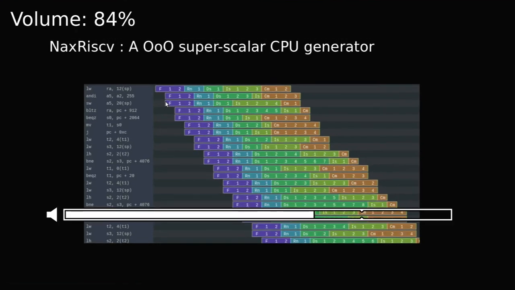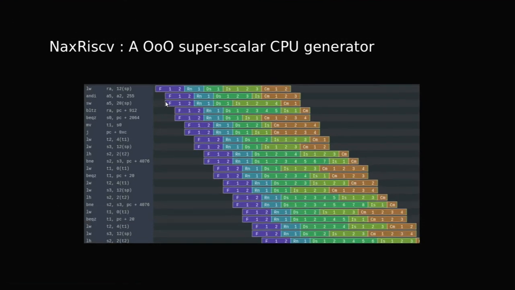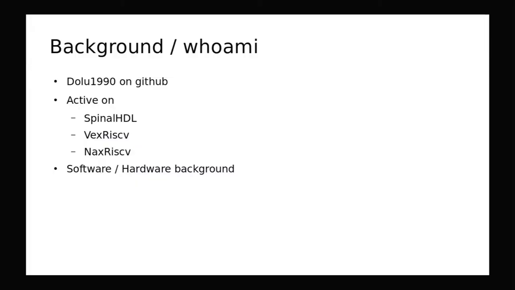I will present you NaxRiscv, which is a recently developed out-of-order superscalar softcore. A little bit of background first: I'm mostly active on SpinalHDL, which is a hardware description library for Scala. NaxRiscv, which is the softcore, and SpinalHDL are the subject of this talk. My background is both software and hardware, so I will mix both worlds during this presentation.